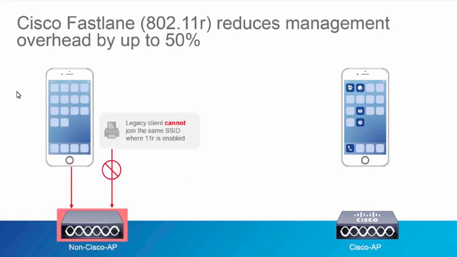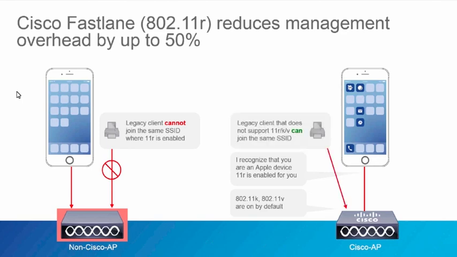On the left-hand side, I have a non-Cisco access point, which means that if I have 802.11r turned on, then devices that don't support 802.11r won't be able to connect to that SSID at all. However, on the Cisco side, during the authentication, 802.11r is recognized: hey, you're an Apple device, which does support 11r. I'm going to enable it for you. However, if you're a legacy device, I'm going to recognize that you don't support 11r.